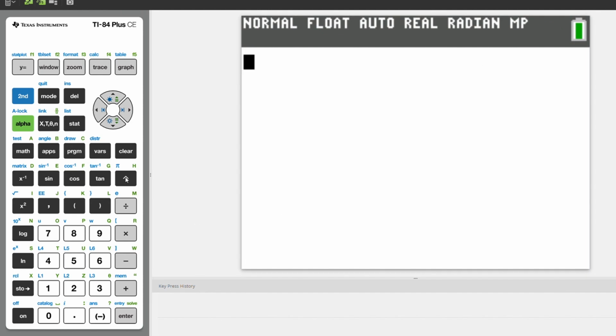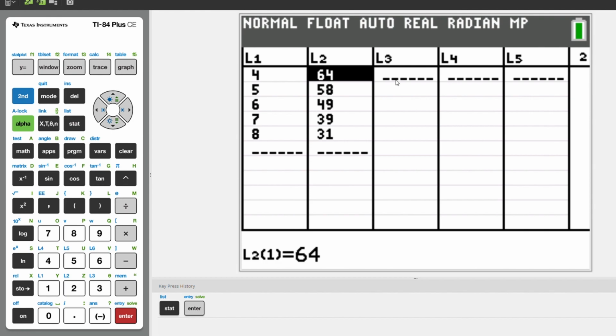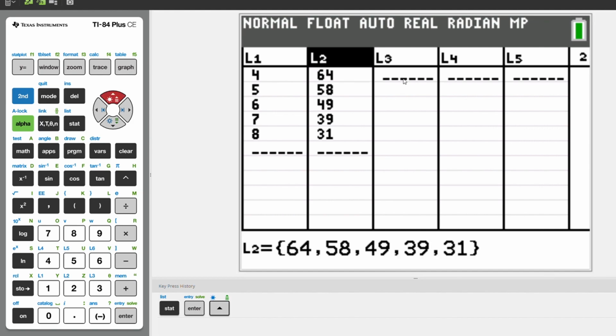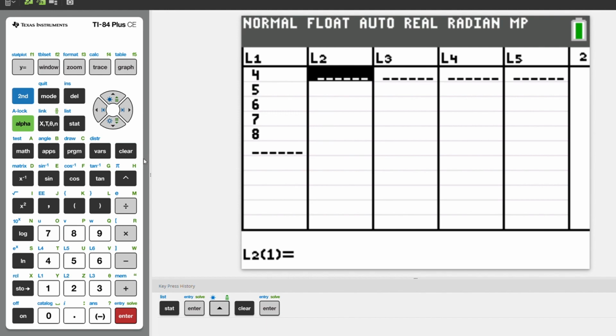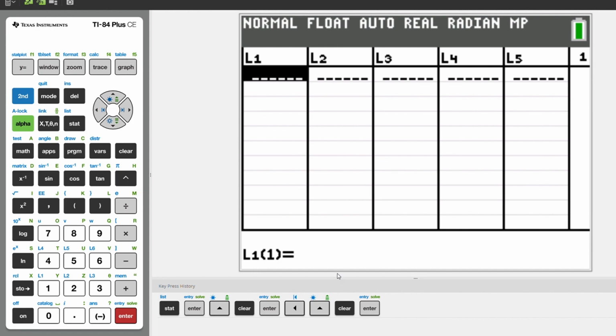So first we're going to go to stat, and then it should say edit, so we're just going to press enter. And so if we remember, if you have numbers in the columns already, we just have to use the arrow buttons to highlight the name of each list and then press clear, enter. So I'm going to do that for the other one as well. Press clear, enter. So that's how we clear our entire columns.